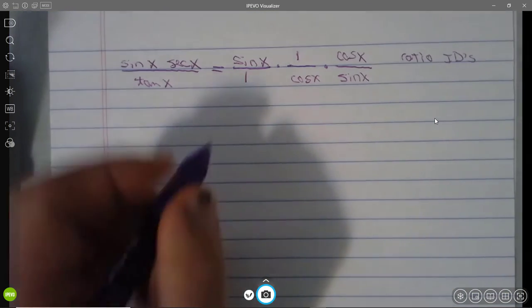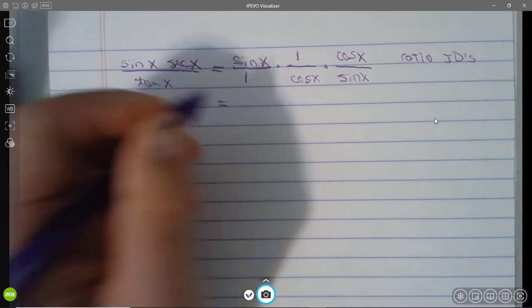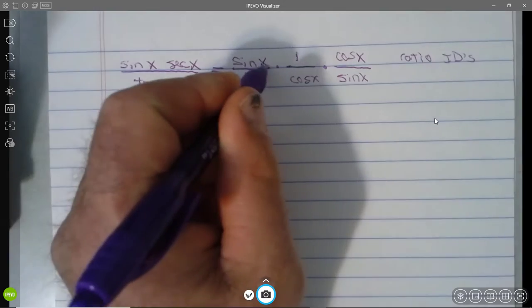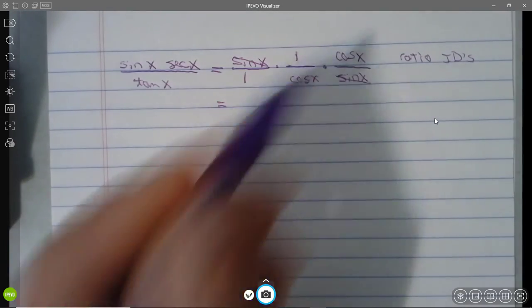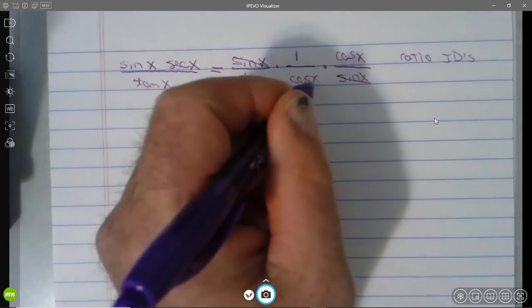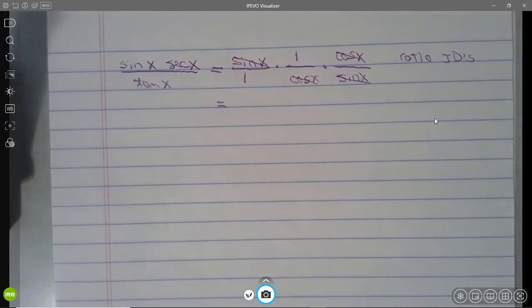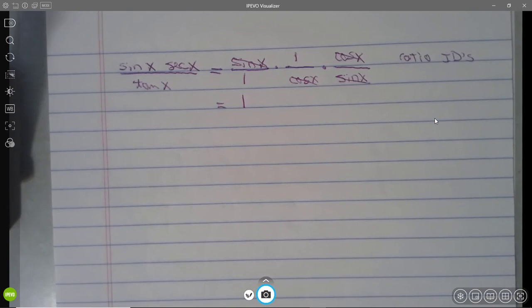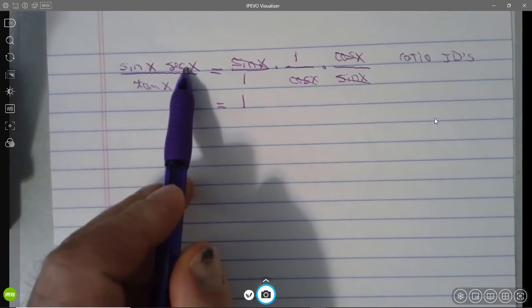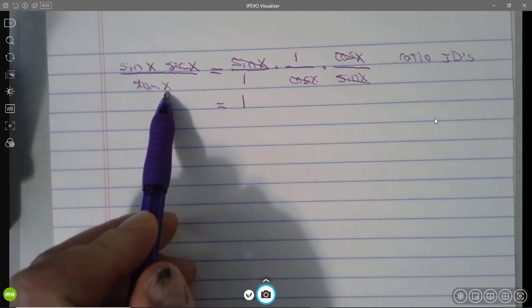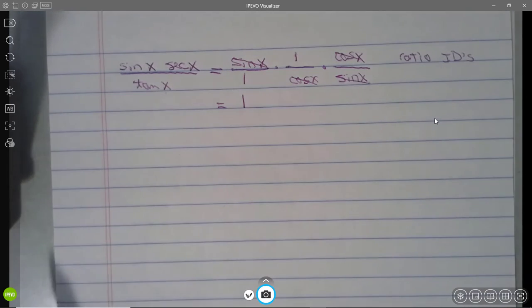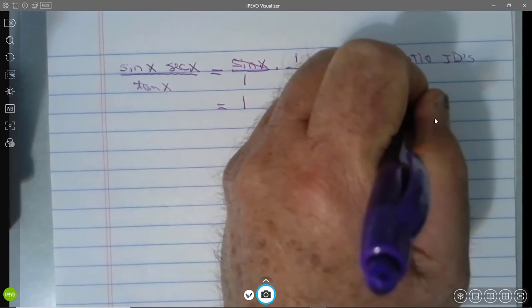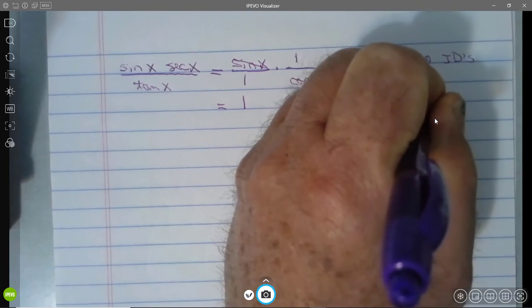All right, the next thing I would do is put as many things together and cancel as many things out as I can. Well, you can see that I've got a sine in the numerator here and a sine in the denominator here. Those would cancel out. A cosine here and a cosine here cancel out. All that's left is 1 over 1, which is equal to 1. That's a serious simplification, right? Sine of x, secant of x over tangent of x is just equal to 1. Now, the thing that gives me the right to do this is what Alex will want you to say, that you are using algebra.